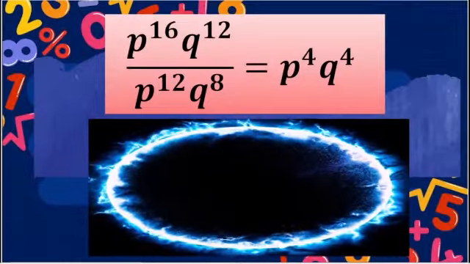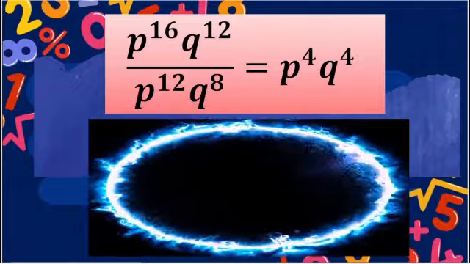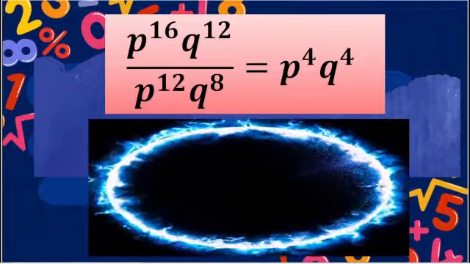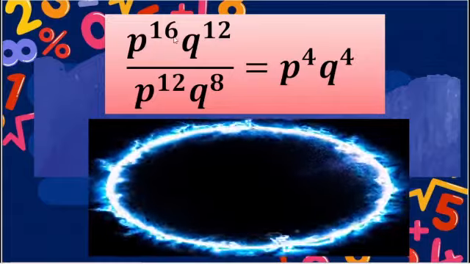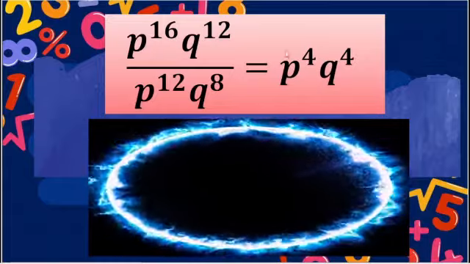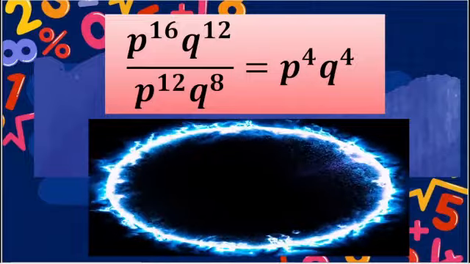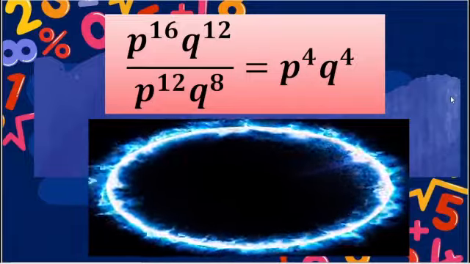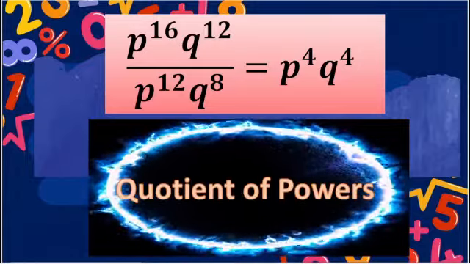And finally, we are given p to the 16th q to the 12th over p to the 12th q to the 8th. So, sinubtract natin yung kanilang mga exponent ng mga same bases. So, 16 minus 12 is 4, and 12 minus 8 is 4. So, we have p to the 4th and q to the 4th. Your answer is quotient of powers. Again, you are correct.